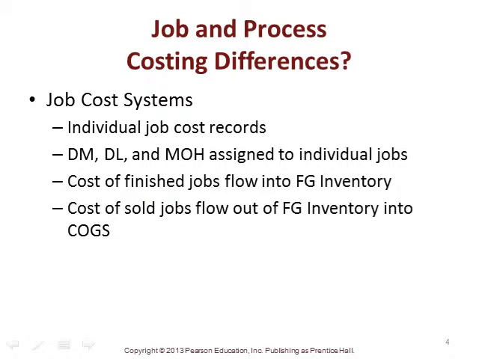And then when we sell that particular unit, we transfer out of finished goods inventory, which is on the balance sheet, the cost of that unit into the cost of goods sold, which is reflected on the income statement. So that's the overview of a job cost system, and you should recall most of this, I hope, from the Chapter 3 discussion.